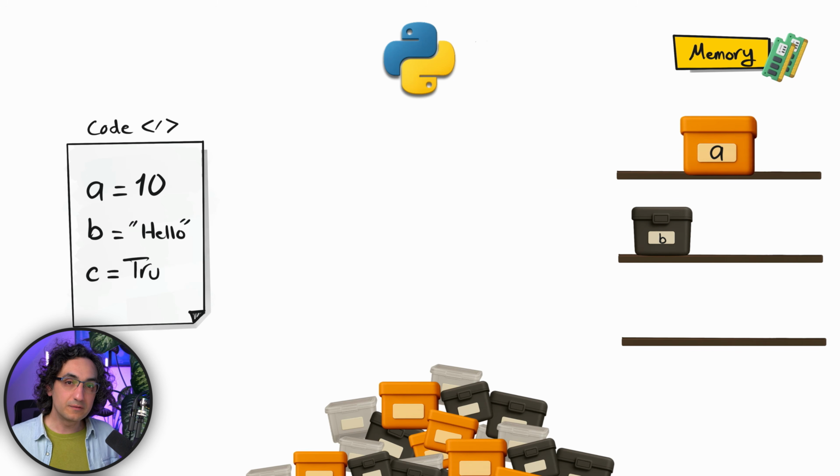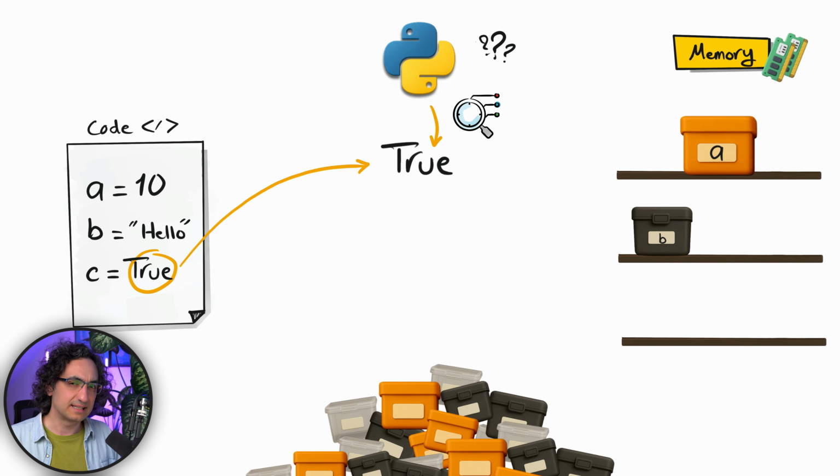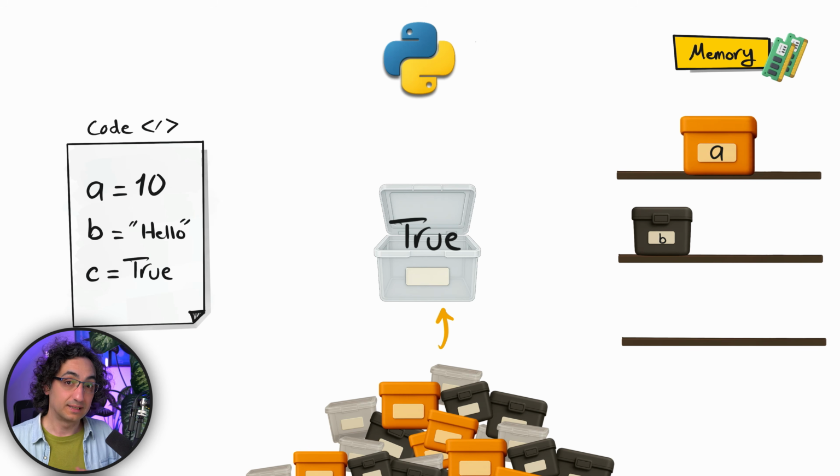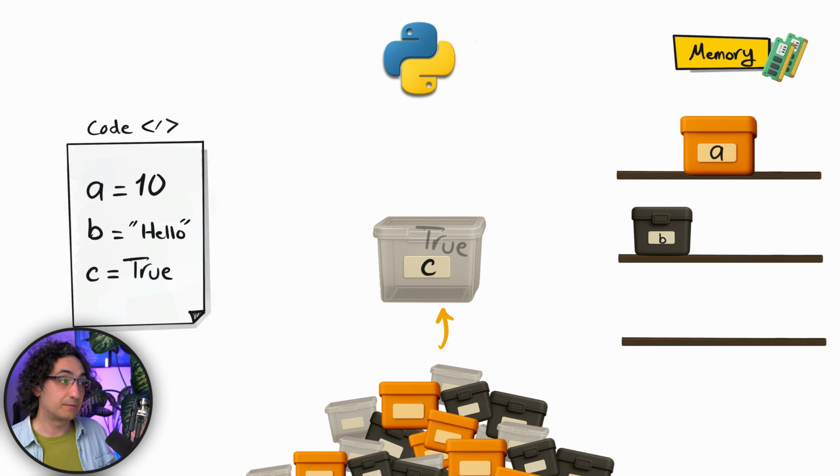Now moving on to the third value, we have c is equal to true. Python is going to check the value, and this time it's going to say, this is not a number, and this is not between double quotes, so this is not a string, and this value true is a boolean. With that, Python understands the type of the data, and the same thing happens. Python is going to find the right box for this value, put the variable name and the value inside it, and move everything to the memory.